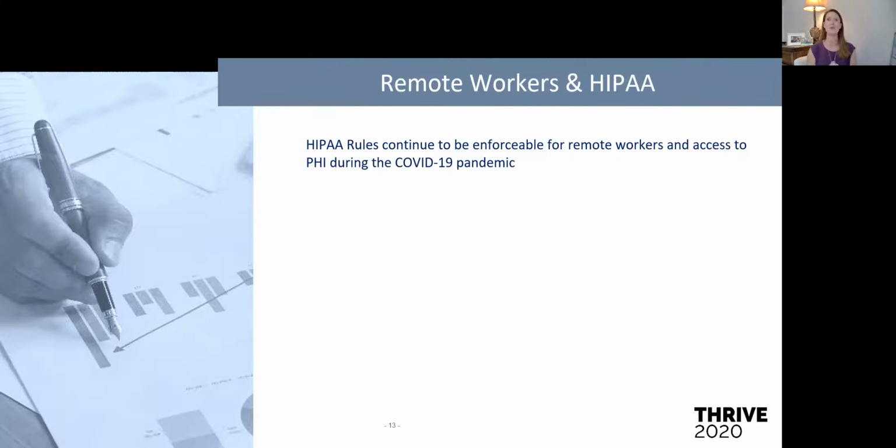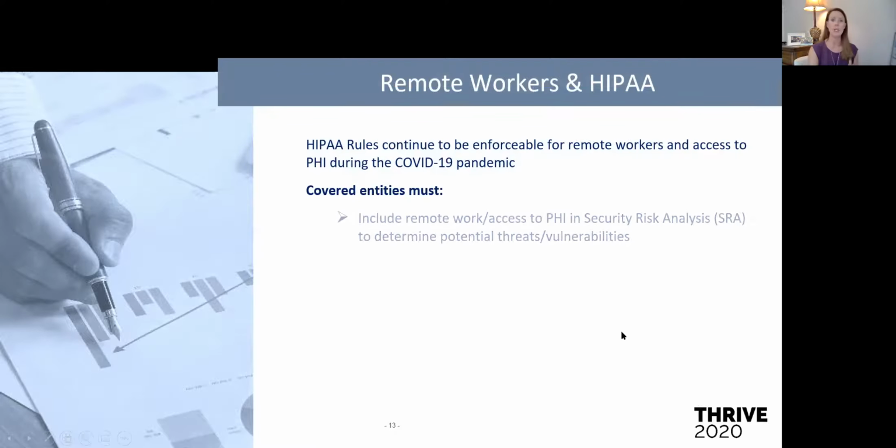And so deploying remote workers does require a little bit more effort on the security side, because when things are going on within your practice, you have the ability to control that. When you are sending people home to work, you lose a little bit of that control. So I do want to talk about that from a HIPAA standpoint. So as I mentioned before, HIPAA rules continue to be enforceable for remote work, just like they always have been, and even during the COVID-19 pandemic.